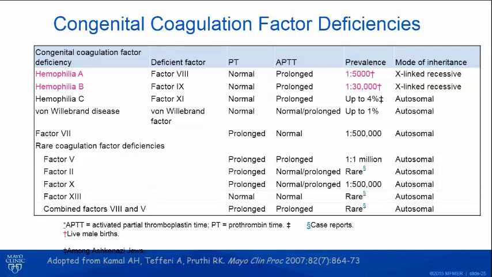This is a summary table again for the prevalences of congenital coagulation factor deficiencies, and we can see the most common one is hemophilia A with a prevalence of 1 in 5,000, hemophilia B the second with a prevalence of 1 in 30,000. Hemophilia C is relatively uncommon. However, in the homogeneous population of Ashkenazi Jews, it can be up to 4%.